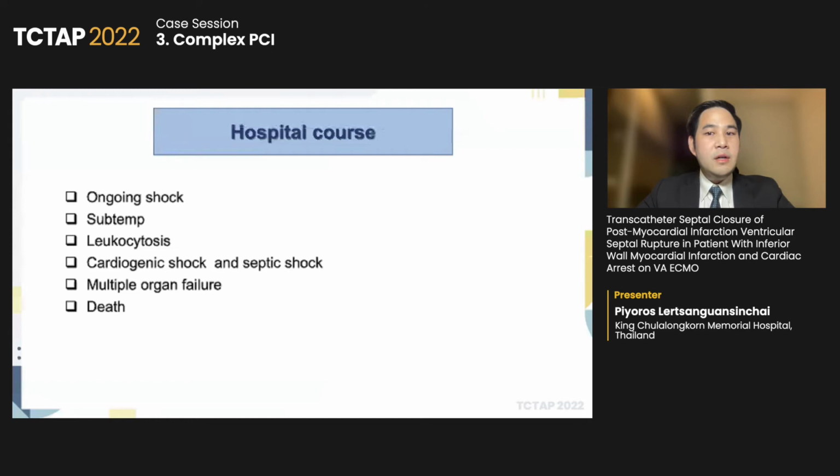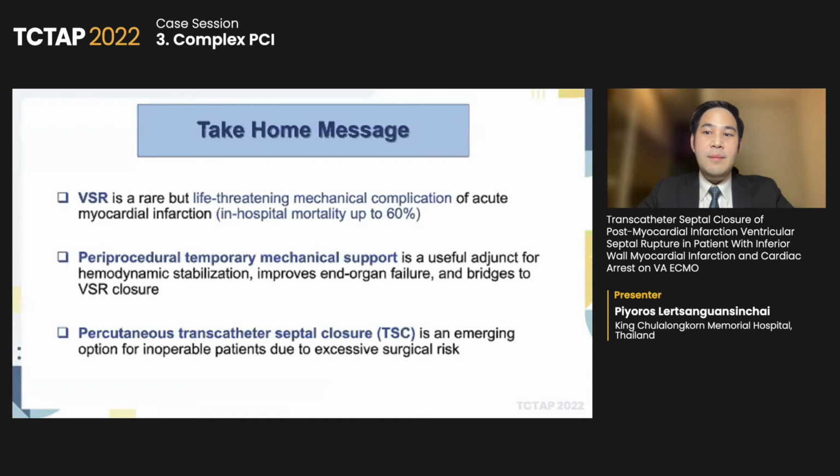After atrial septostomy, the patient had ongoing cardiogenic shock and septic shock. Eventually, the patient died. What we learned from this case is that VSR is a rare but life-threatening mechanical complication of acute MI. Temporary mechanical support is a useful adjunct for hemodynamic stabilization, improving end organ failure, and bridging to VSR closure. And percutaneous trans-septal closure is an emerging option for inoperable patients due to excessive surgical risk. Thank you for your attention.